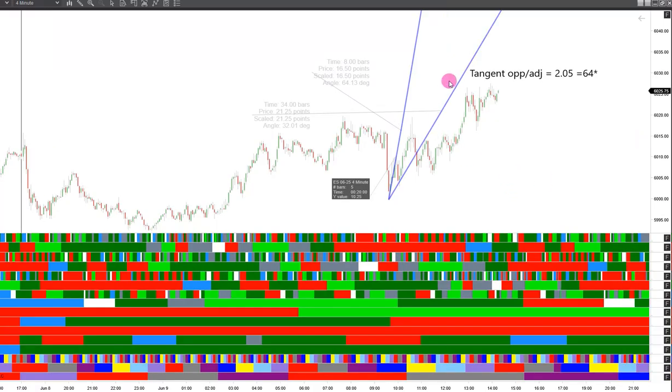The first thing we can do is take half of the 64, which is a 32, and plot the 32-degree angle, and that is the initial support on the first reaction back down. Price action bounces up, it breaks the angle on the next try, comes back up, and that angle becomes a resistance point.